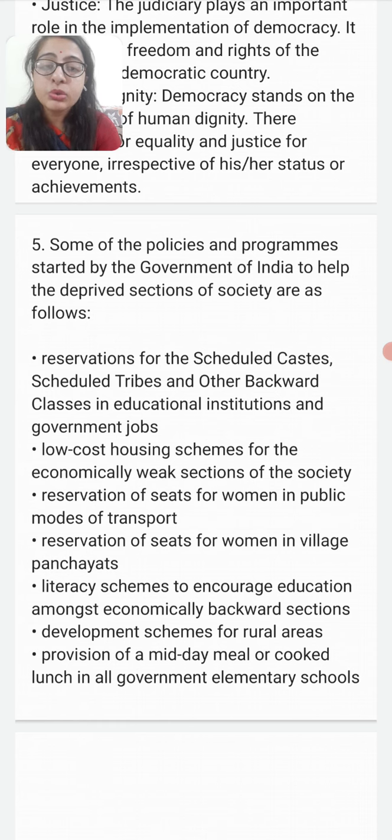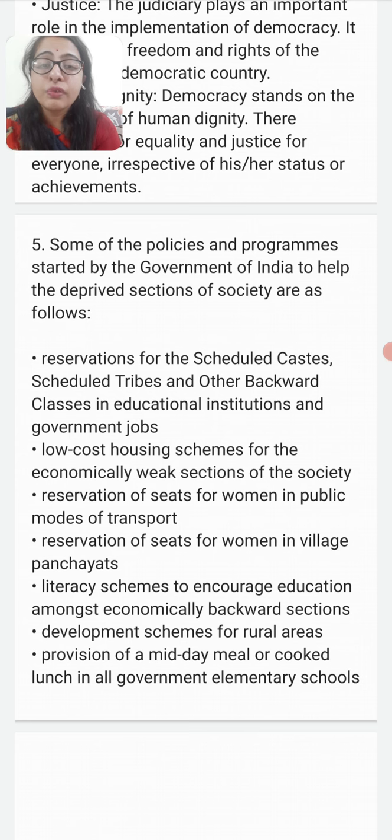Then literacy schemes to encourage education. Literacy schemes are also made so that everyone gets educated, at least the primary education. The basic education should be given to all. So for that, the government has encouraged education and has made some literacy schemes. Then development schemes for rural areas. For the rural or village areas, some development schemes are also made.